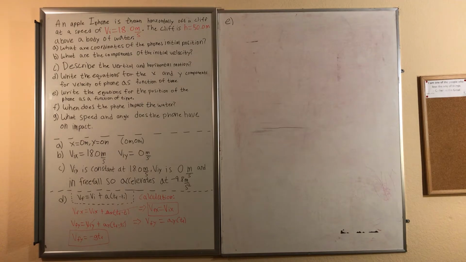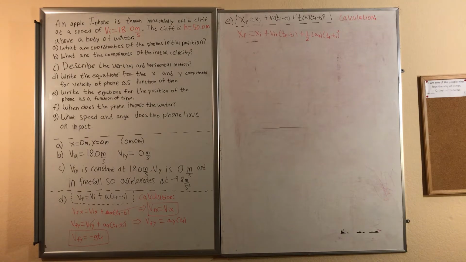Part E, to find the position of the phone as a function of time, we need the position and time, so the equation x final equals x initial plus initial velocity times final time minus initial time plus 1/2 times acceleration times final time minus initial time squared. With the equation, we can plug the variables in, so now let's calculate.